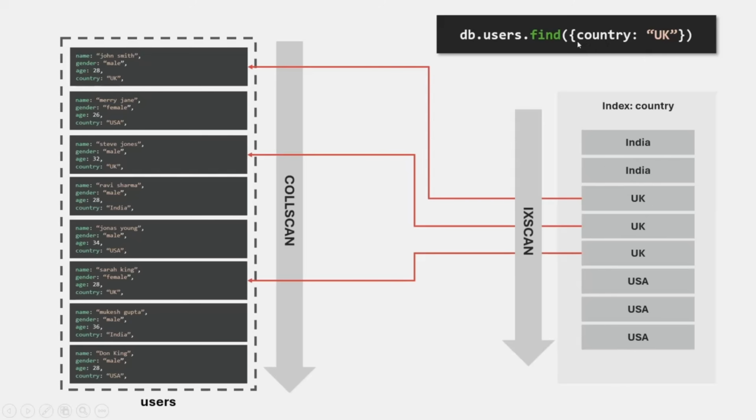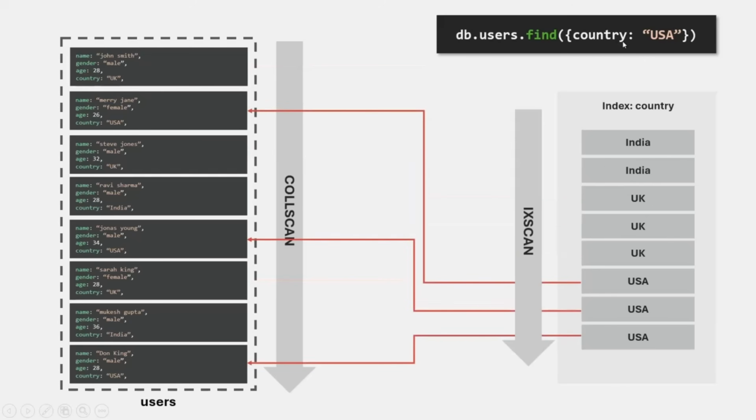If we filter documents where the country is USA, since we have an index on this country field, MongoDB will come to that index. It will directly go to this place because the elements here are sorted, so MongoDB knows where it has to go. From here, we have these three pointers where the country is USA. It is going to go through these three pointers, and using these pointers, it is going to fetch the documents from this users collection where the country is USA, and return us those documents.